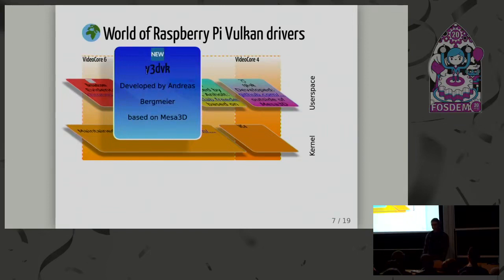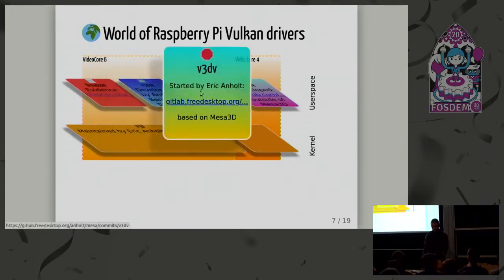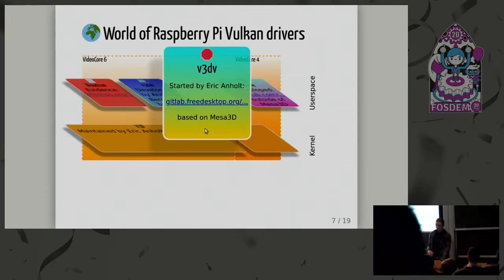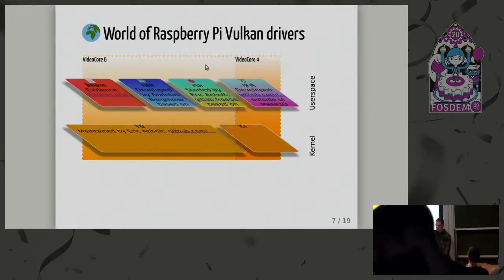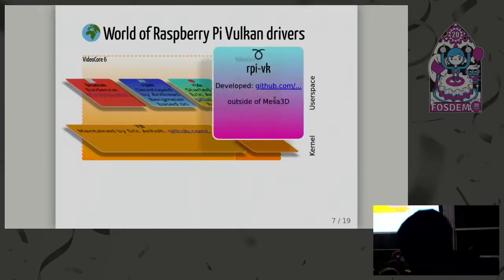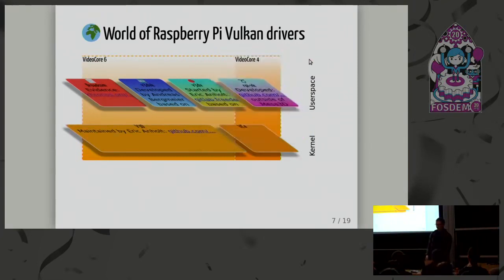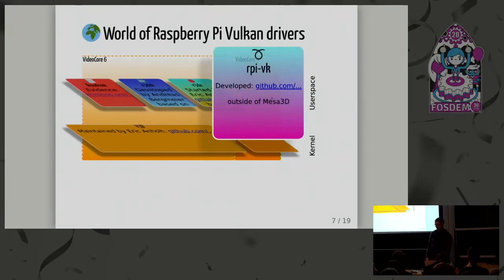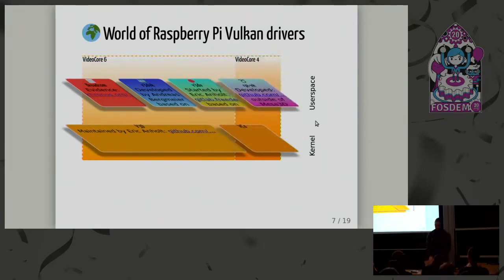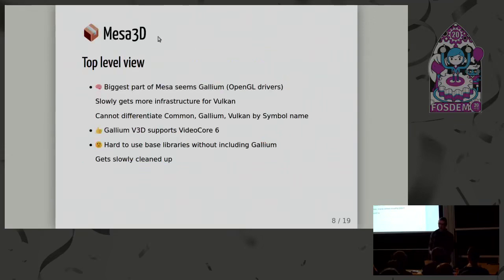So I don't know. Okay, that one, I mean, that's what I am doing. I named it V3DVK, and I'm basing that on Mesa 3D. There is the other one, which Eric started before he left Broadcom, I think, and he named that V3DV, I think. It's also based on Mesa, but didn't really compile as far as I remember. And for the older hardware, there's RPI-VK. I don't know what the name of the guy is, but at least he continuously, every few months, does something on that and makes some progress, I guess. So that's currently the landscape we have. And more to that later. Yeah, so what did I learn from Mesa 3D?